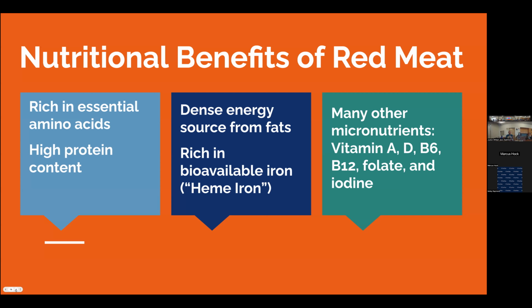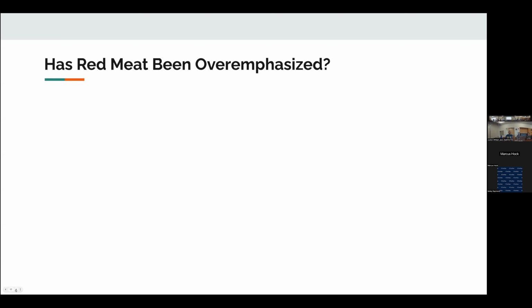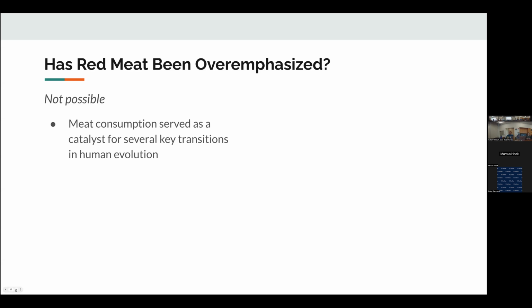Available heme and heme iron, which is a really interesting topic I would love to talk about more, but not today. And then other macronutrients as well. So it's a tightly knit package of several things that the body needs to function. So the question really is, has red meat been overemphasized?